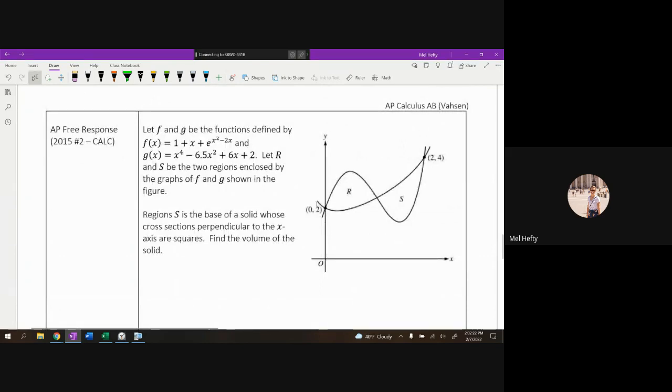This first one, you'll probably recognize these graphs. They were on the 7.1, from the last notes, so we found that intersection point. We're going to remind ourselves how to do that today.